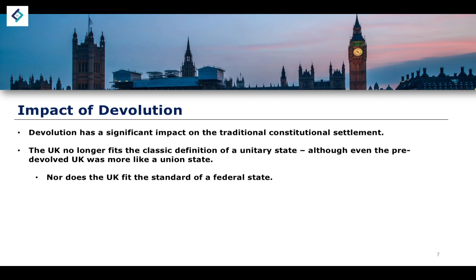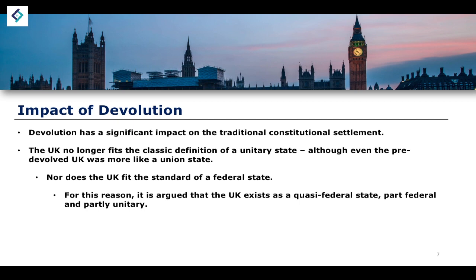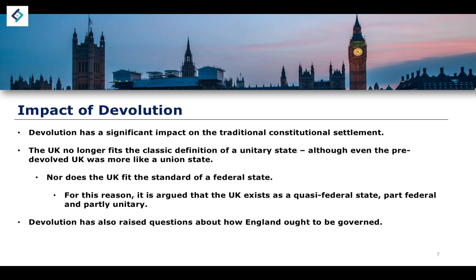The United Kingdom is no longer a classic unitary state, even though it was already described as a union state, which is why to this day we argue that the United Kingdom exists as something of a quasi-federal state. So it is part federal in the sense that we have devolution, which essentially delimits powers across to different subnational governments. But it is also unitary in the sense that parliamentary sovereignty remains the key and foundational principle of the UK's constitution. And so we have what is described here as this quasi-federal system.